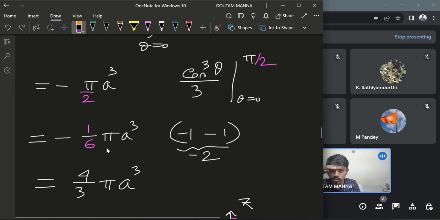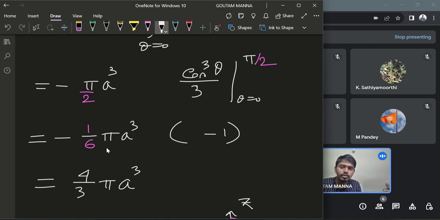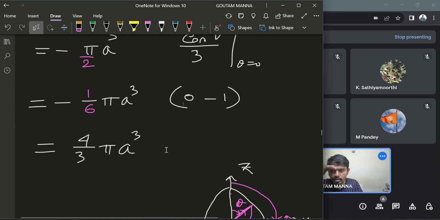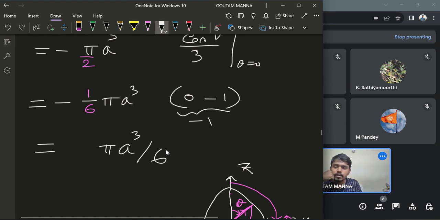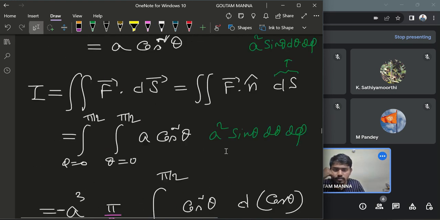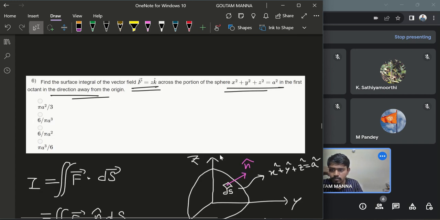It's not minus 2 because the limit will change. If we put the upper limit, cos of pi by 2 is 0, so the upper limit will be 0 and the lower limit is minus 1. If we put the lower limit, it will be minus 1. So then there is only minus 1, this time it is minus 1, then it will be pi a cube by 6. Okay, so this is the integration. So this will be the correct option, the last one.